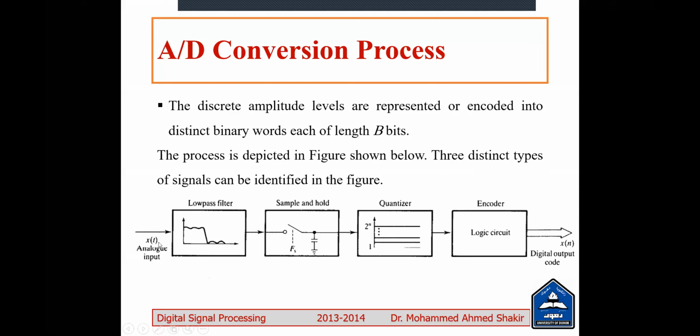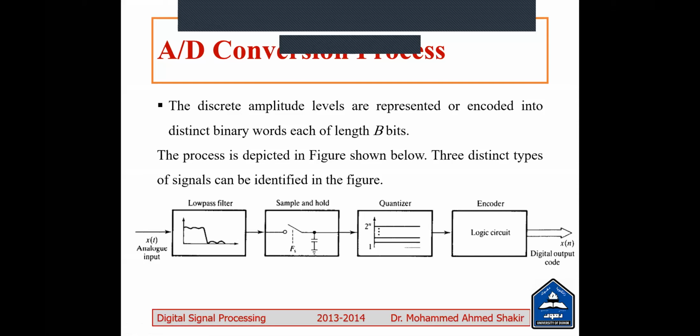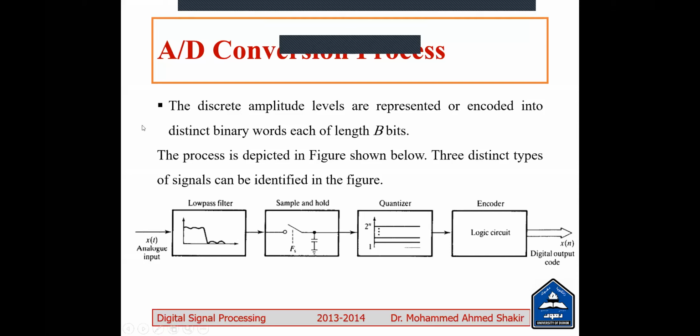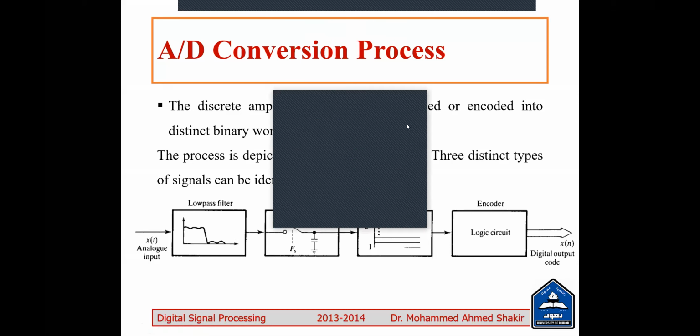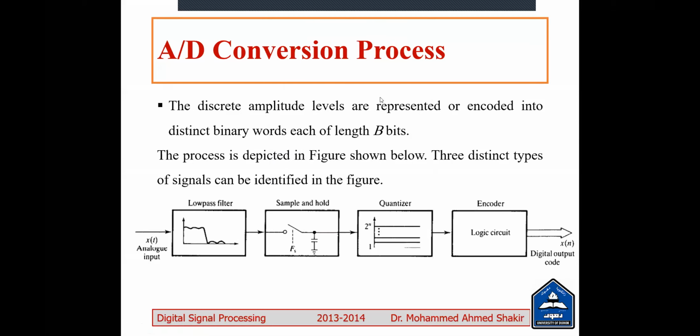Look, please. The analog signal is passed through a low pass filter for what? To make band limitation. Of course, why are we going to make band limitation? Because sometimes unwanted signals may pass to the system. So we have to reject any unwanted signal by using what? By using this low pass filter. So only the signal of interest will be passed by using this low pass filter.